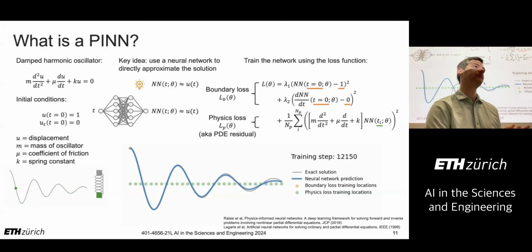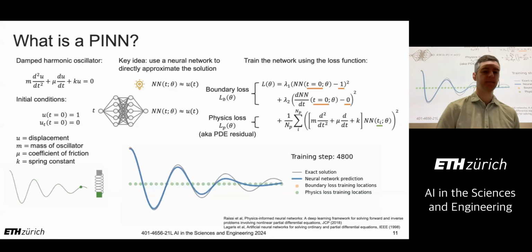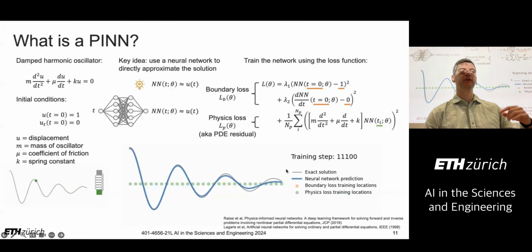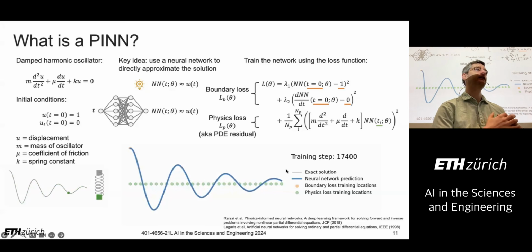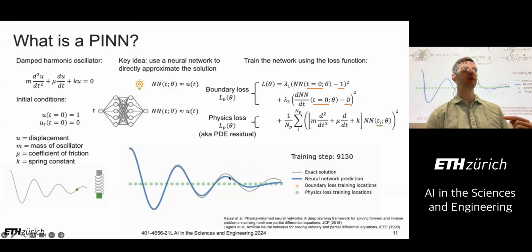Different training steps, like the difference between training steps? Right. So we're training this network just how we train a normal neural network with gradient descent. We take the gradient of the loss function with respect to the weights, and we take a step. What I'm showing here is the prediction of the network as a function of training step. And in every step we would use all the training locations? Yes.